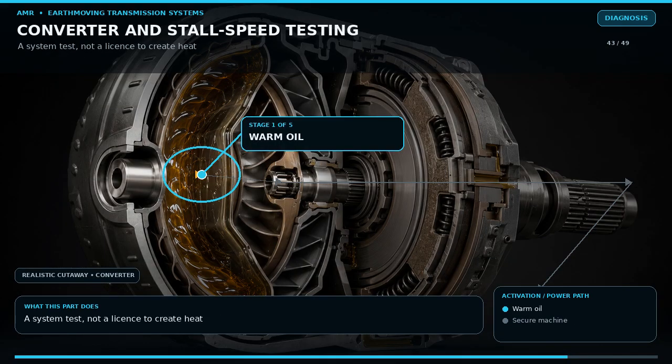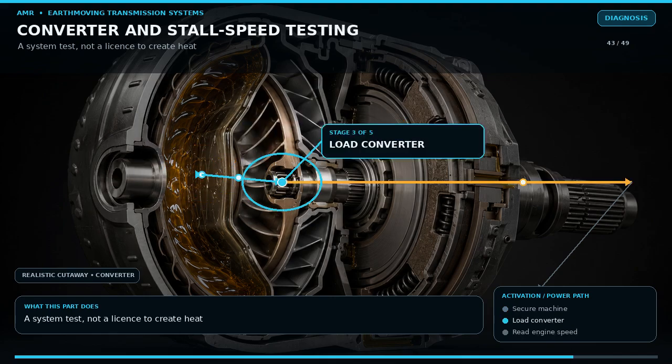A converter stall test compares engine speed when the driveline is fully loaded and the machine cannot move. The result depends on engine power, converter condition, selected gear, brakes, and transmission clutch holding ability. Stall speed below specification may indicate low engine power, incorrect engine control, converter stator problems, or excessive parasitic load. Stall speed above specification may indicate transmission clutch slip, low pressure, or a converter that cannot absorb torque.